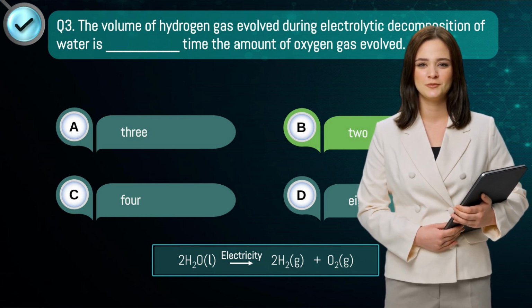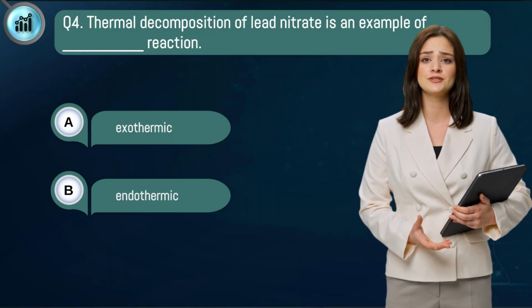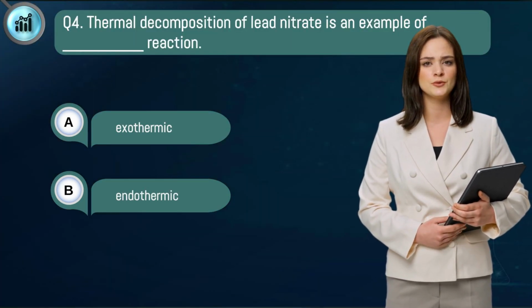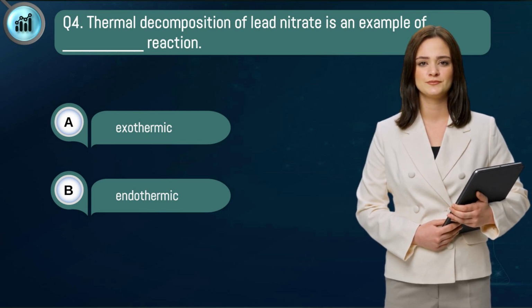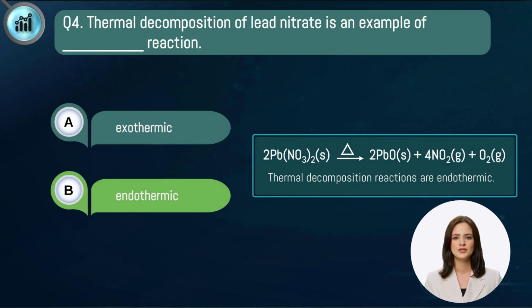Next question is coming on next slide. Thermal decomposition of lead nitrate is an example of this reaction. Pause and answer the question. Thermal decomposition of lead nitrate is an endothermic reaction. This process absorbs heat, breaking down lead nitrate into lead oxide, nitrogen dioxide, and oxygen. The reaction is represented by the equation 2Pb(NO3)2 gives 2PbO plus 4NO2 gas plus O2 gas.